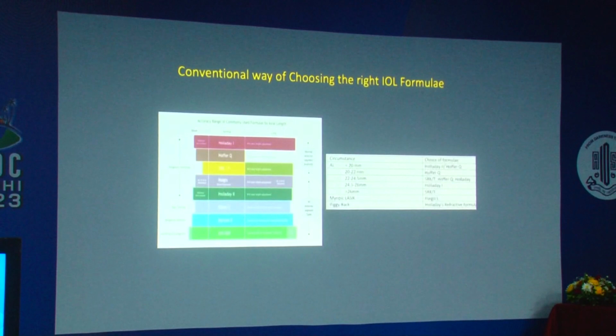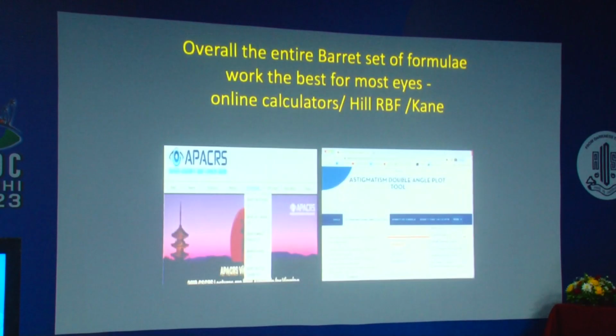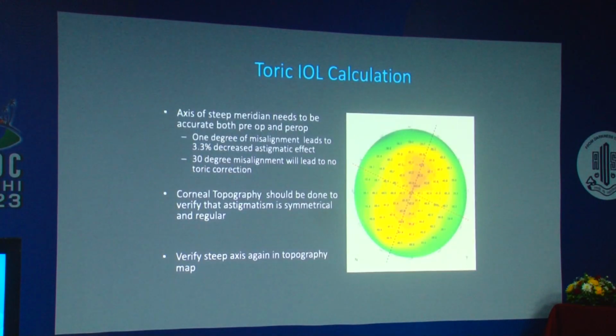So this was the conventional way of doing the IOL formulas. Thankfully, we don't have to put our mind so much now with the advent of the Barrett suite, which is again online. So you can have your A-scan routine biometry, but do the immersion, take the kerato, use the topo readings, go online, put in the readings, and you will be 99.99% correct without expensive machines. So these are the 2 platforms that you can go on and calculate your IOL powers.